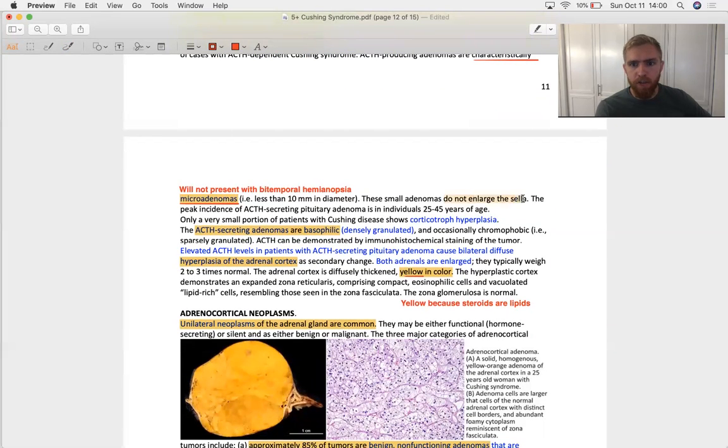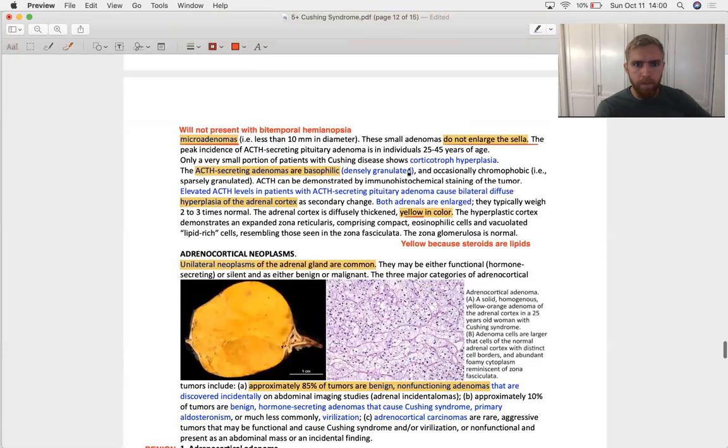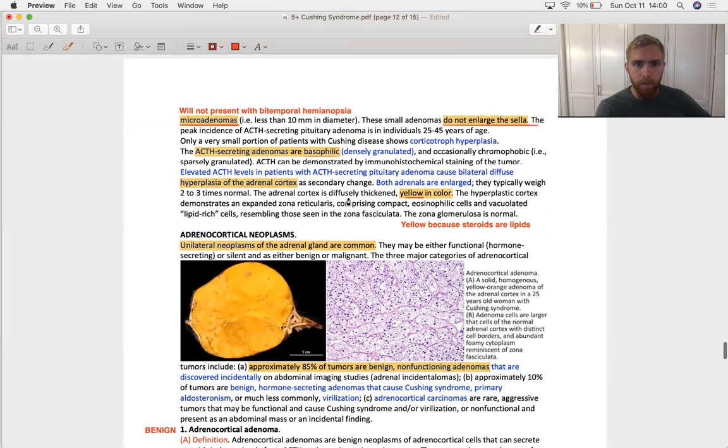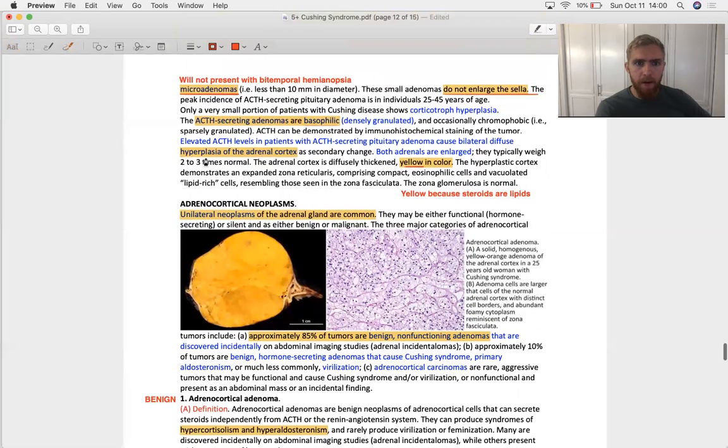They do not enlarge the sella, so what symptom will you not see? Bitemporal hemianopsia. On histology, ACTHomas of the pituitary are going to be basophilic, and elevated ACTH leads to adrenocortical hyperplasia. Corticotropic hormone, well, the cortexes are growing, tropic growth, and so of course you're going to see bilateral adrenal hyperplasia. So if you saw unilateral, you'd say, oh, that's probably a primary unilateral adrenal tumor.